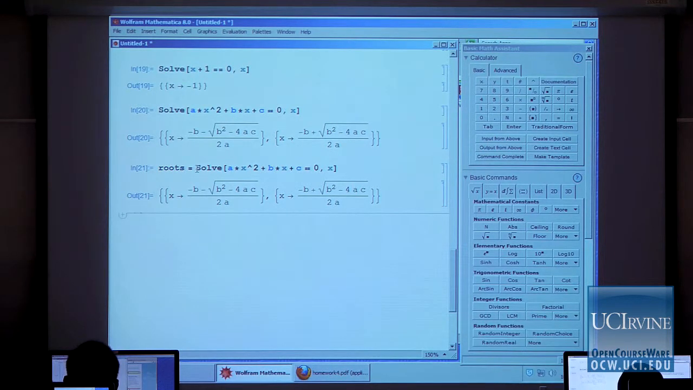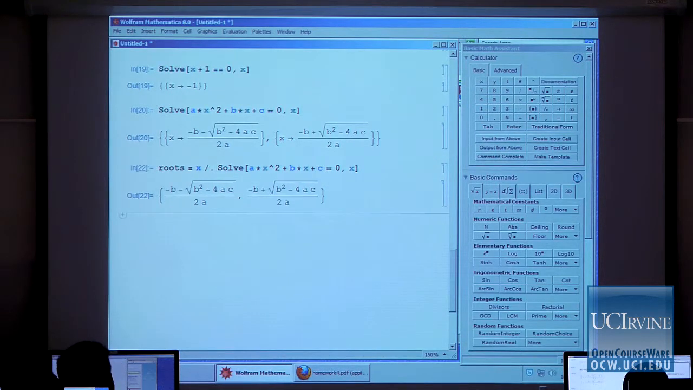But if I want to actually extract out the formulas from the list, notice we have a list of lists, right? So there's two elements in the list, two things inside. So if I want to get the interior brackets off of there, what I can do is say x slash dot. Okay, so what that's going to do is unpack the guys in the solutions. And now notice I have those two formulas.